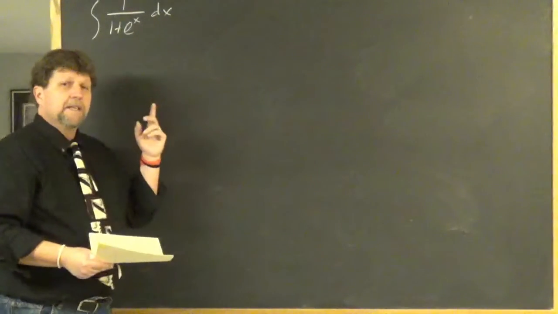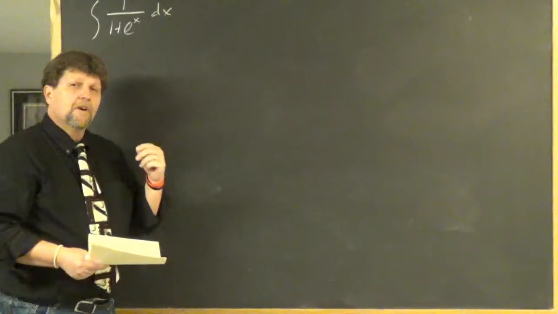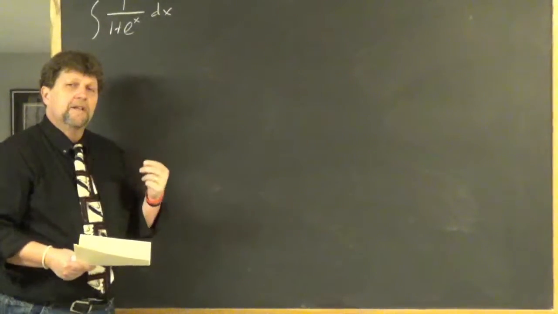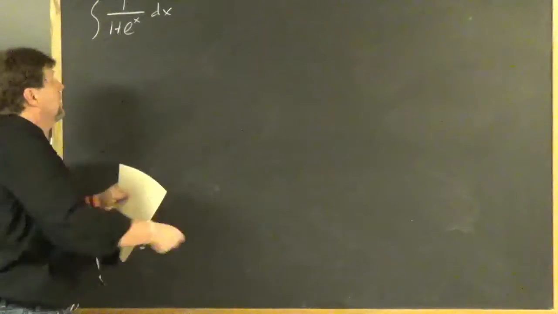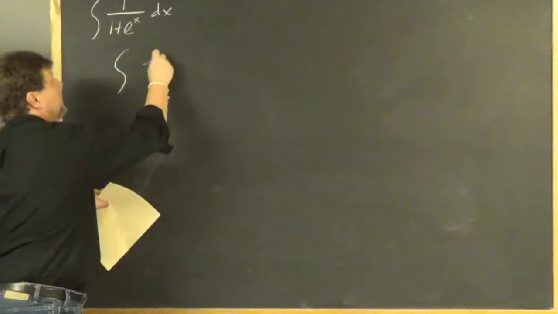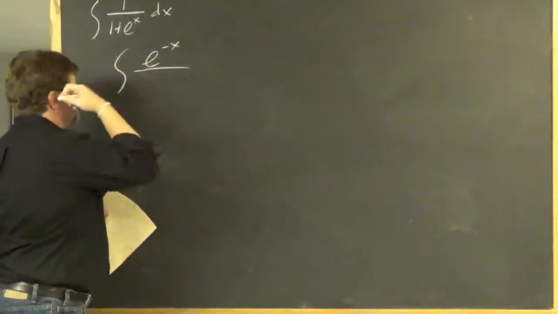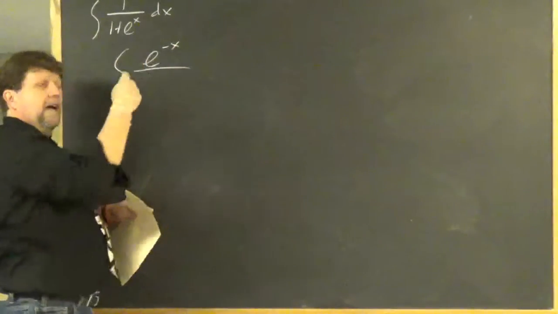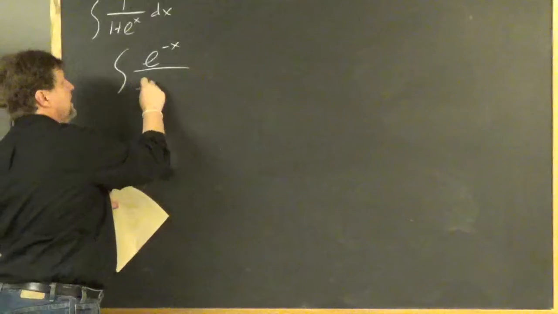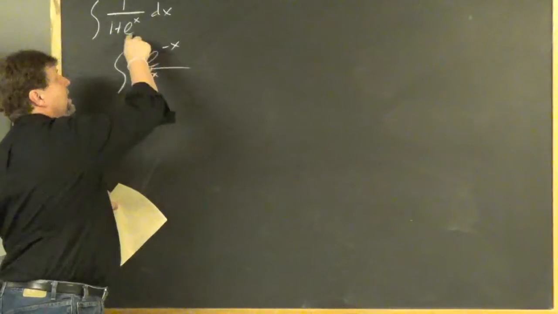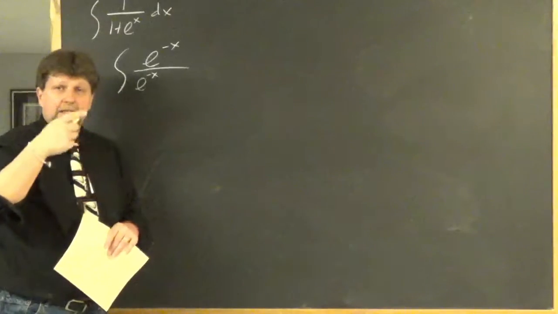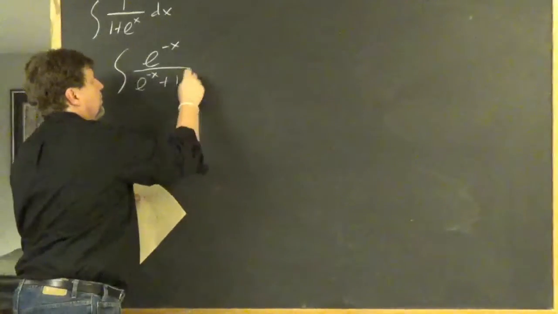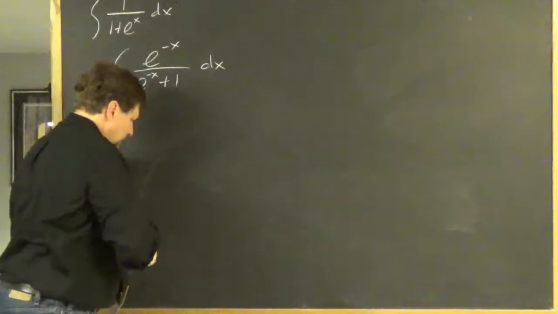So for this beastie, I could start off by multiplying the numerator and denominator by e to the negative x. If I do that, look down here in the denominator: 1 times e to the negative x is e to the negative x. e to the x times e to the negative x would be e to the 0, which is 1.